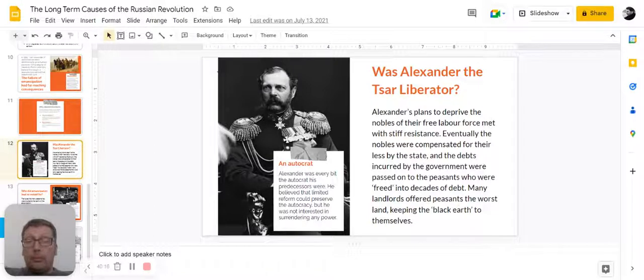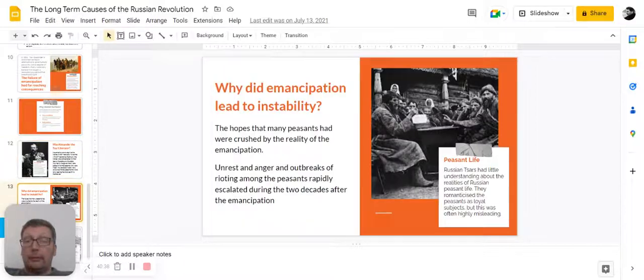So, was he the Tsar liberator? No, not really. He was simply a Tsar who was trying to adapt to a changing world. And if you remember what we said right at the very beginning of this PowerPoint, a lot of the problems of Russia was the fact that Russia is changing and the Tsars themselves aren't able to keep up with that.